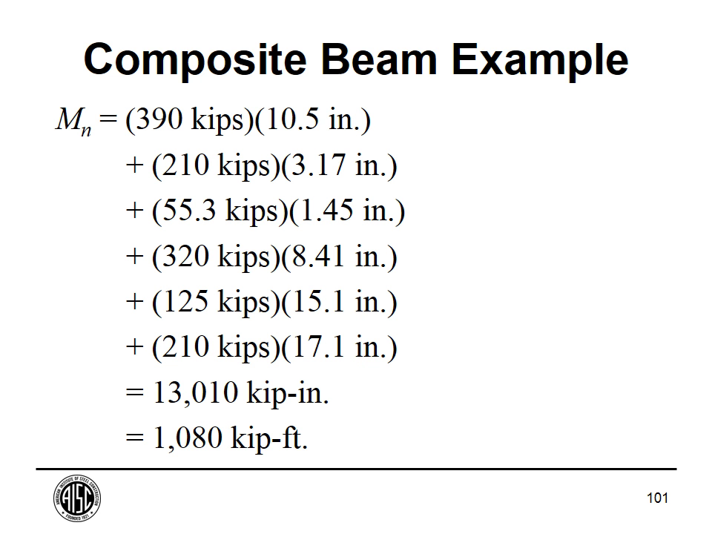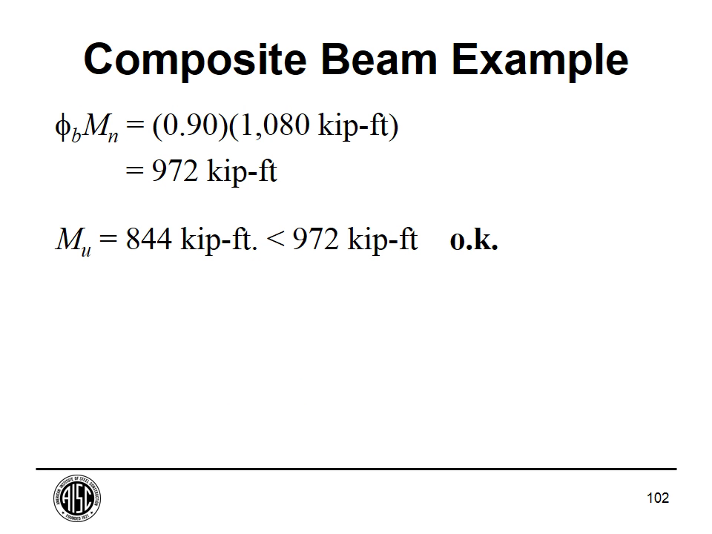So now that we have the loads and the distances for each element in the cross section, we end up with a moment. Just multiply the load times distance for each element. We get a moment of 1,080 kip feet. So we multiply this by 0.9 to get the available moment is 972 kip feet. And that's greater than the required load, or the factored load, of 844, so we're in good shape there.